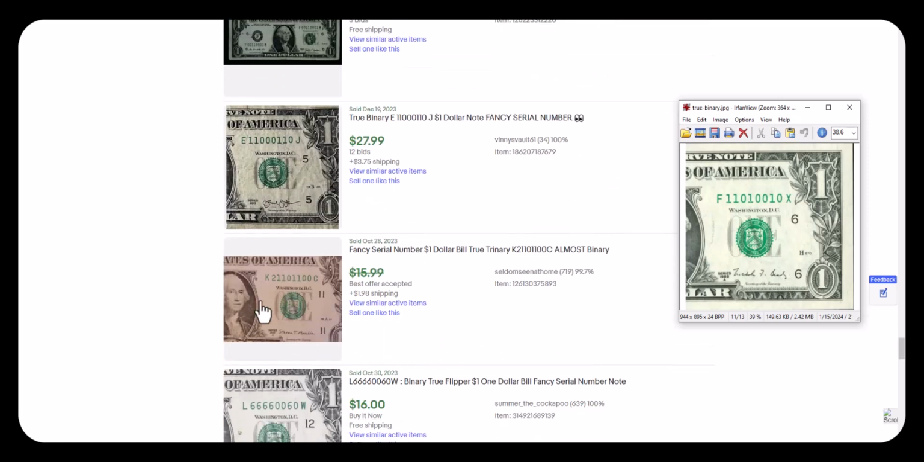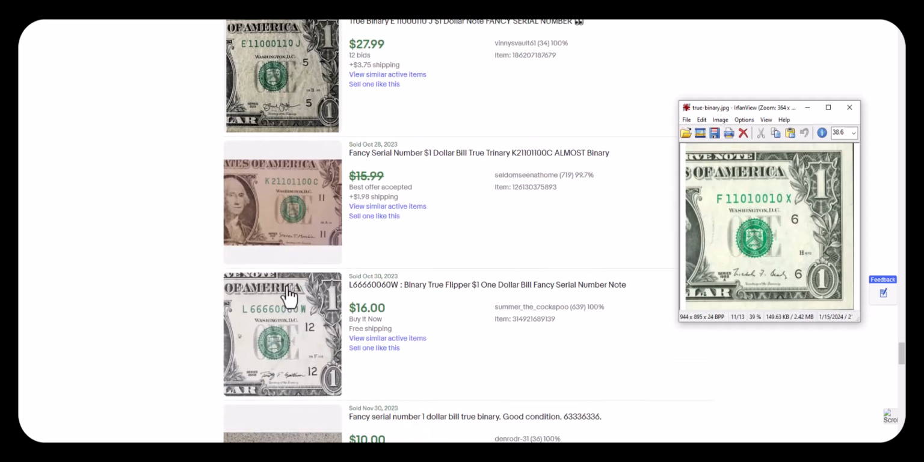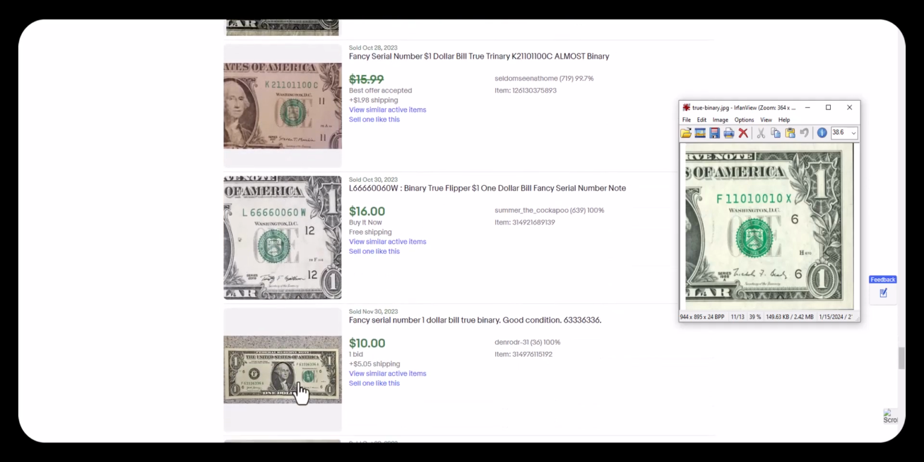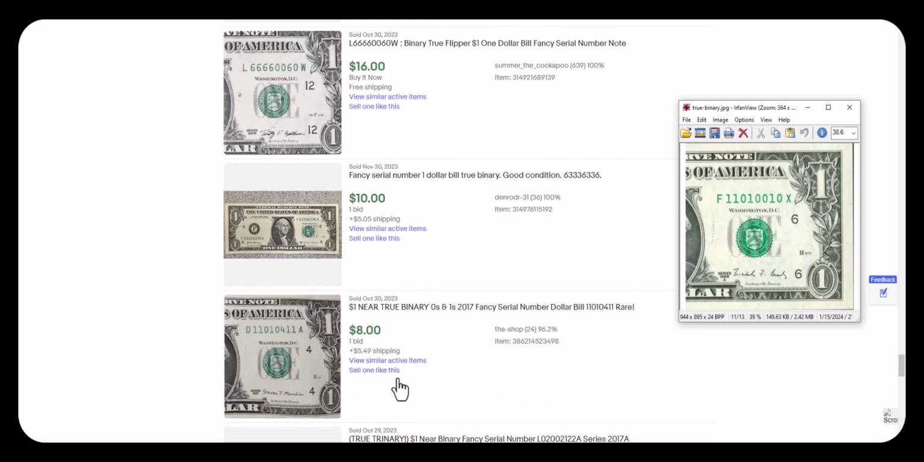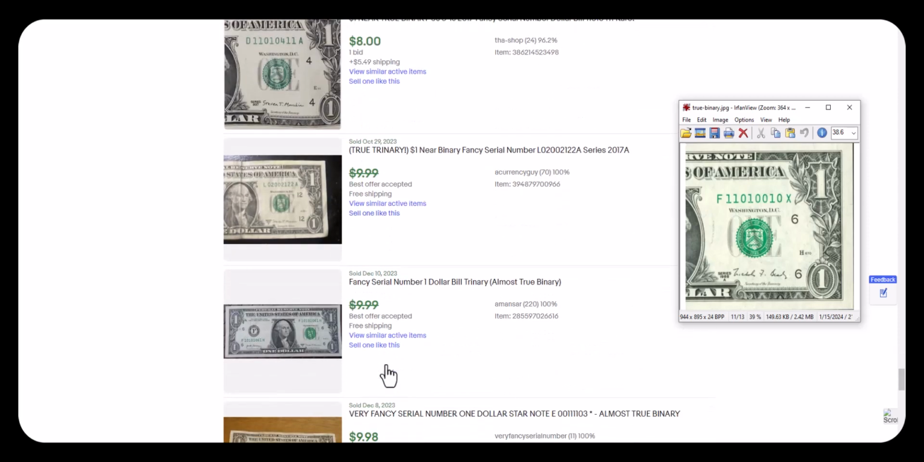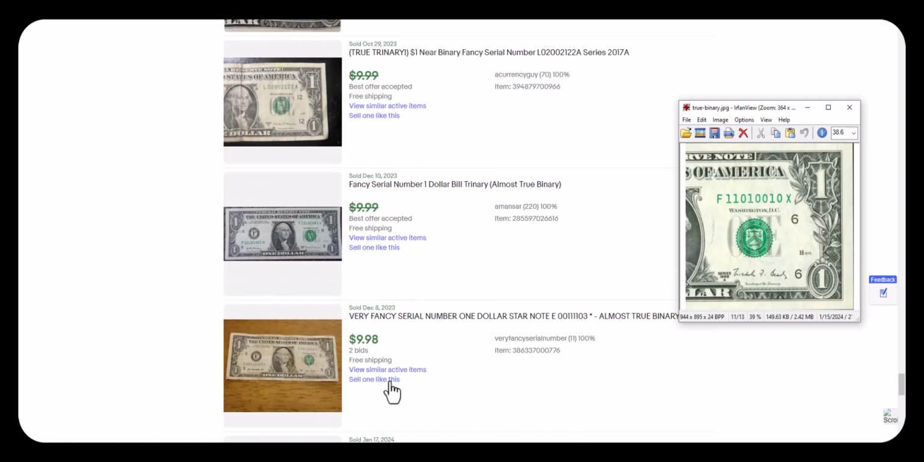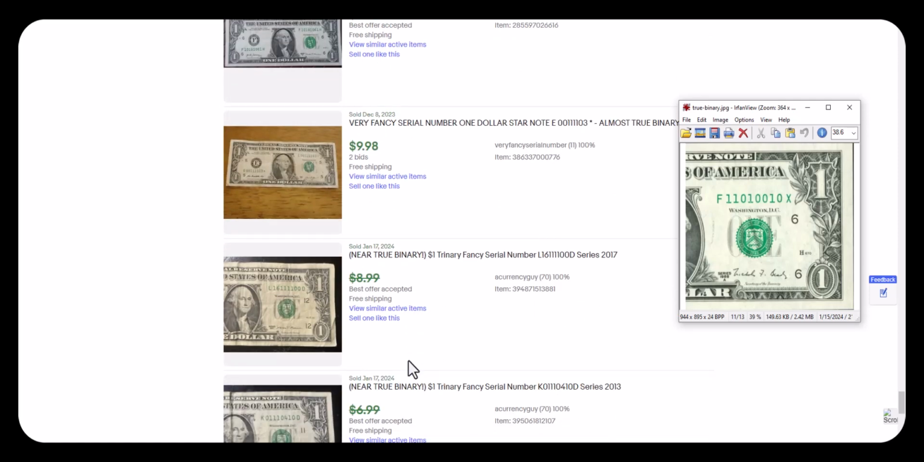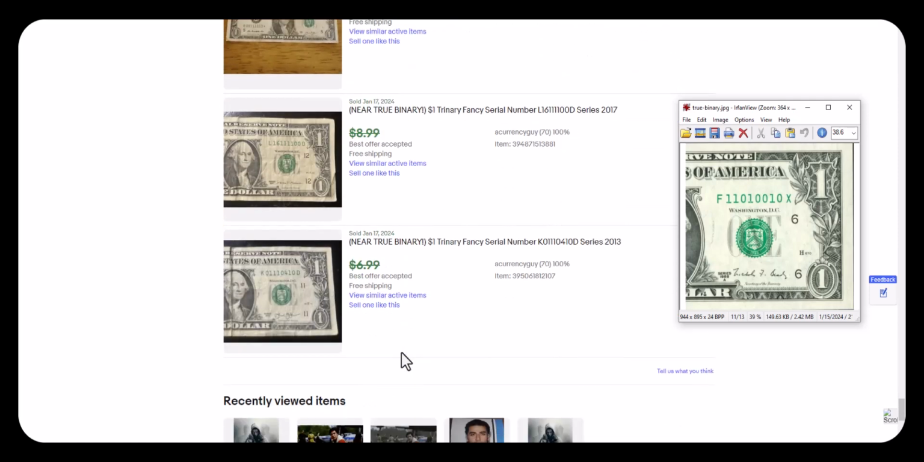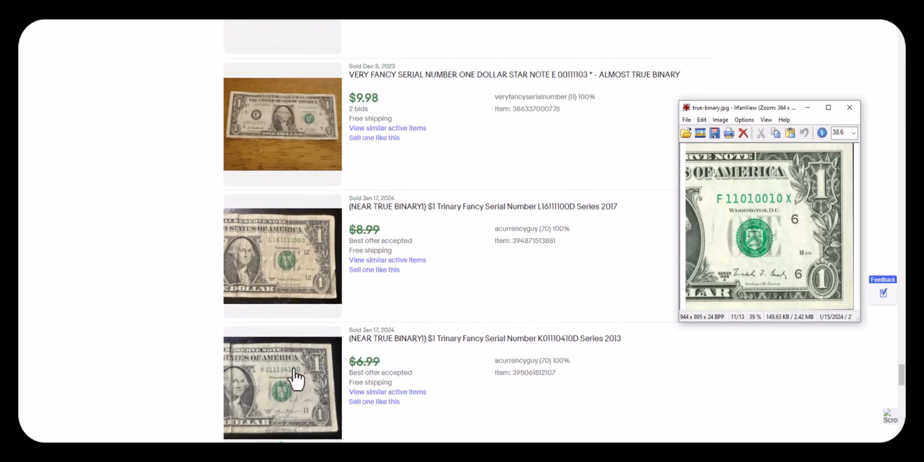And now these are not, okay. Almost binary. Okay, that's why I caught it. Yeah, so this is not a binary. This one's not a true binary. I don't know if we're going to see any more true binaries down here. If there are, then the buyer got a heck of a deal on them. Okay, I think that was it.